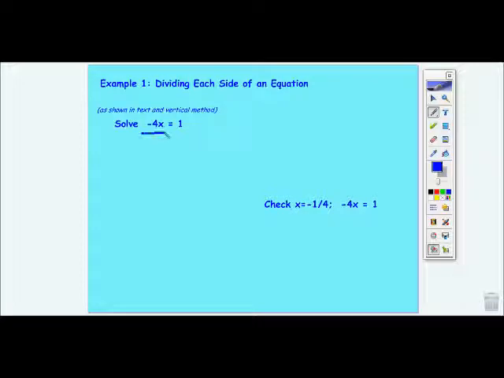I'm going to divide negative 4x by negative 4. Keeping it a balanced equation, I need to do that on the other side as well. So now I'm going to change to another color so you can really see what we're doing here. Negative 4 over negative 4 would give me a positive 1. So I'm left with x on this side. 1 divided by negative 4 will give me a positive 1/4.